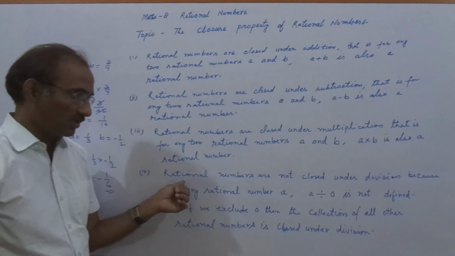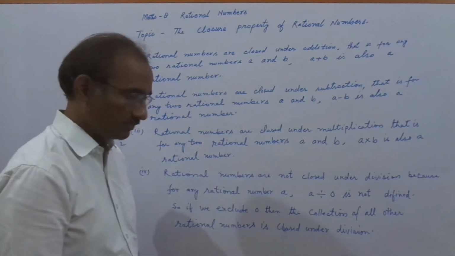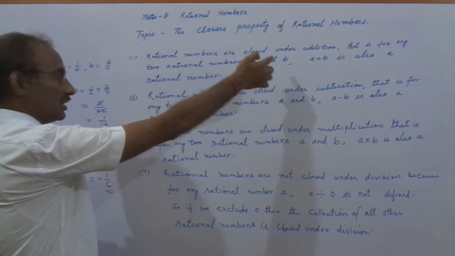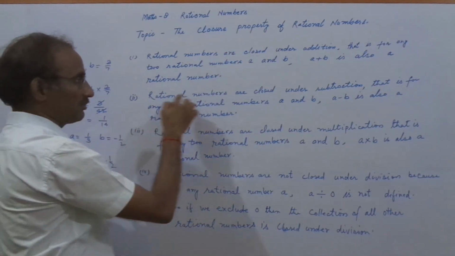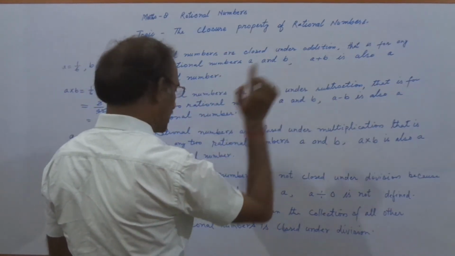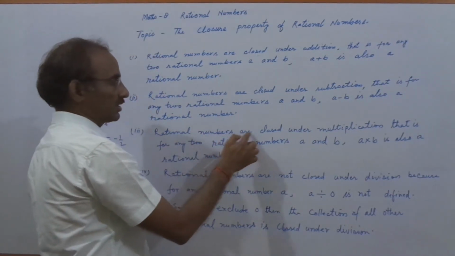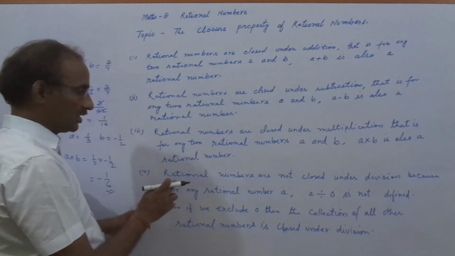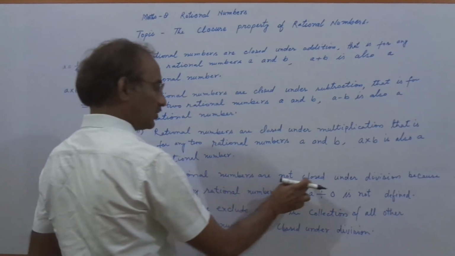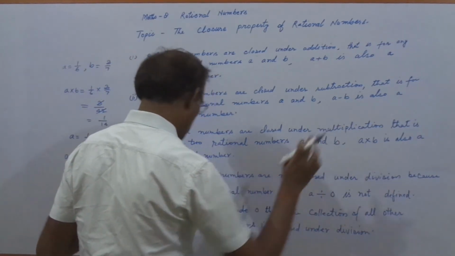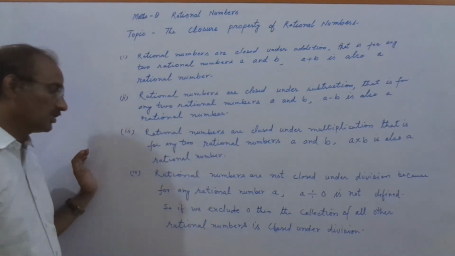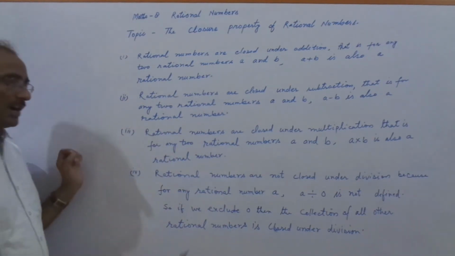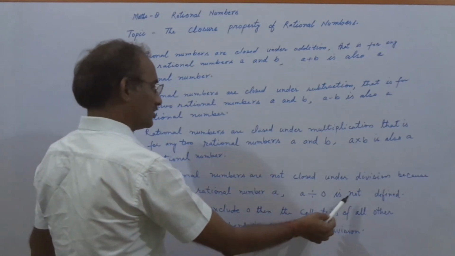Rational numbers are not closed under division. Rational numbers are closed under addition. Rational numbers are closed under subtraction. Rational numbers are closed under multiplication. But rational numbers are not closed under division. Because for any rational number a, a divided by 0 is not defined.